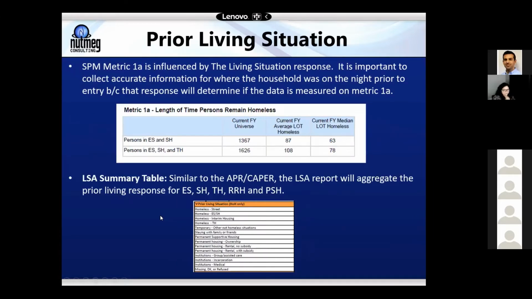The prior living situation for metric 1A is influenced by living situation response. It's important to obviously collect the accurate information here of where the household was the night prior. We've talked about this quite a bit during this presentation, because it does determine what data gets pulled into metric 1A based on the prior living situation. And same thing with the LSA. LSA treats it similar to how your APR treats it. It's going to give a breakdown of locations. The big thing that they're looking for is a minimal number of records that have refused, don't know, or unknown assigned to them.